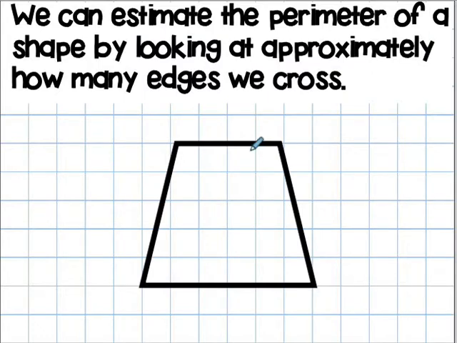Let's look at this shape. If we count how many lines we cross and we start in the corner, we cross 1, 2, 3, about 4, almost gets to the total edge, 5, 6, 7, and so on up to 19, and we get back to the beginning, 20. So this is approximately 20 for our perimeter.